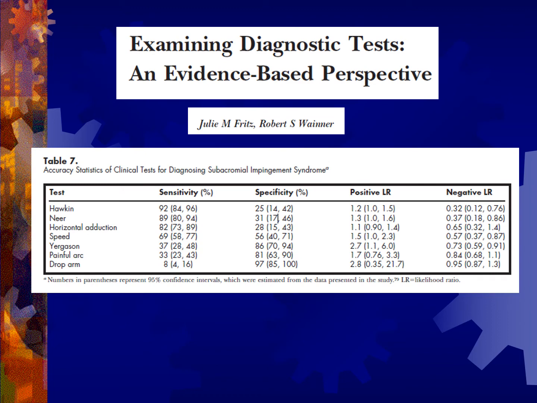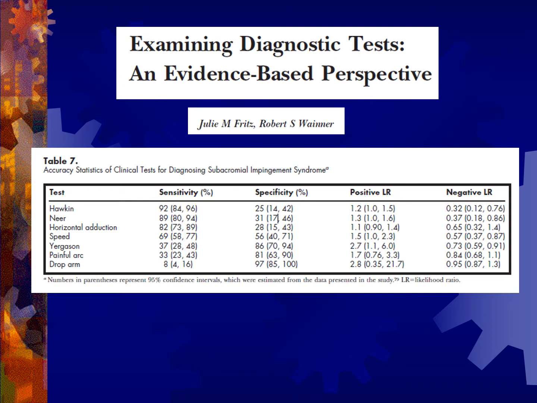So in terms of whether or not tests are sensitive or specific, let's first talk about tests that have high degrees of sensitivity in this particular table. The Hawkins-Kennedy and horizontal adduction tests have the highest degrees of sensitivity, meaning if those tests are negative, we can rule out subacromial impingement syndrome.